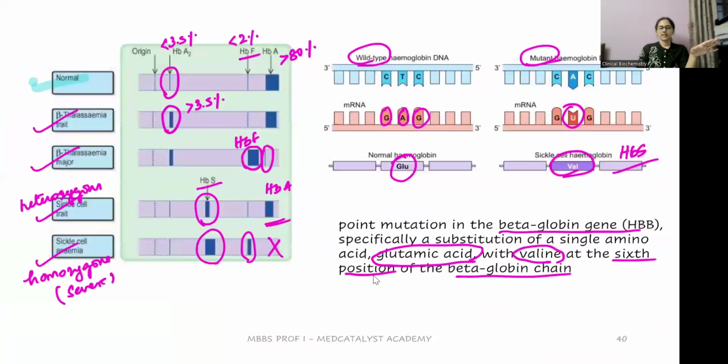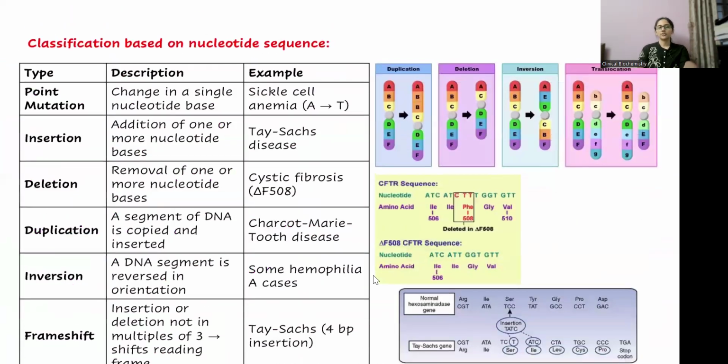So we will see that. Classification based on nucleotide sequence. Yes. So based on nucleotide sequence means what? First thing, what did we see now? Is the point mutation. Point mutation means point. Point means what? Only one nucleotide base is changed here, because of which abnormal thing has happened. Yes. So change in a single nucleotide base is the point mutation. An example is sickle cell anemia. Right? So that's what we saw.